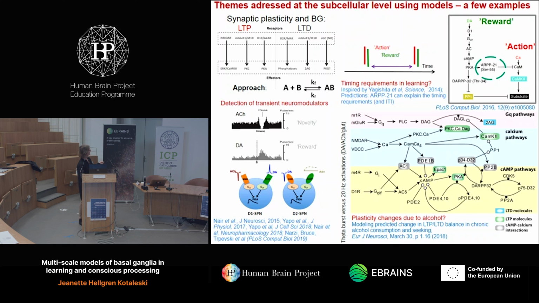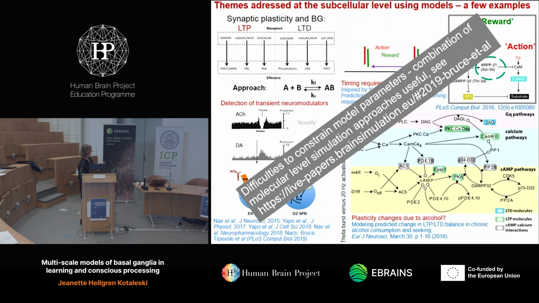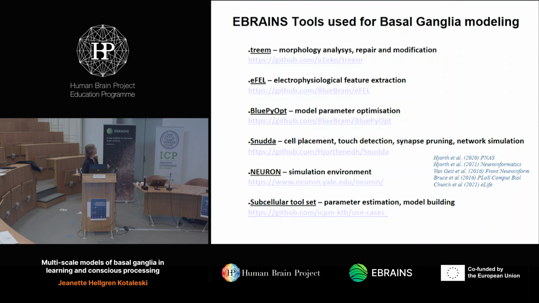And something else we have been interested in is to understand better, using models, how these transient neuromodulators can be detected. And I should just say that it's really difficult to constrain model parameters at this level, and within the Human Brain Project we have also worked together with molecular level simulation labs that can predict parameters for these kinds of models, and there are papers on that. So I think this is an interesting future that will of course continue.